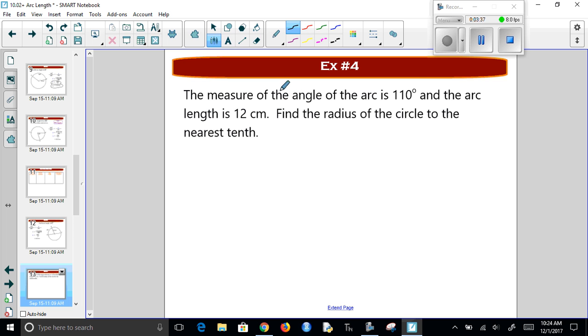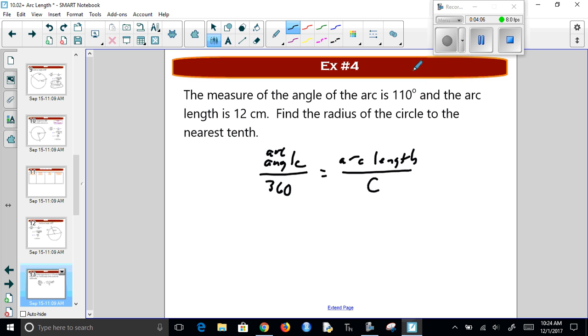Now, the proportion, I think, starts to make more sense once it's not quite as easy. So here it says the measure of an arc is 110 degrees, and the arc length is 12. Find the radius of the circle. Well, we know we have angle over 360, or arc angle, is equal to arc length over circumference. So once we have this, we can just fill in our missing information.